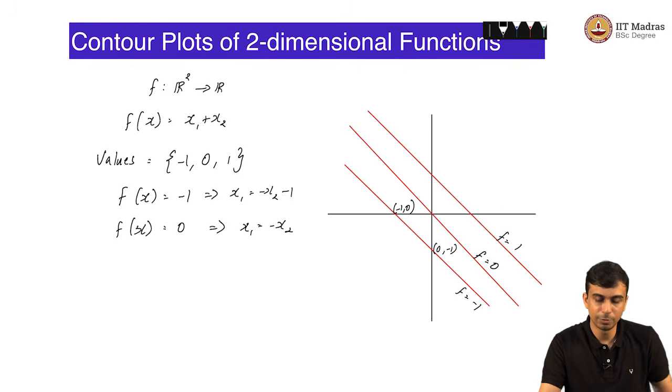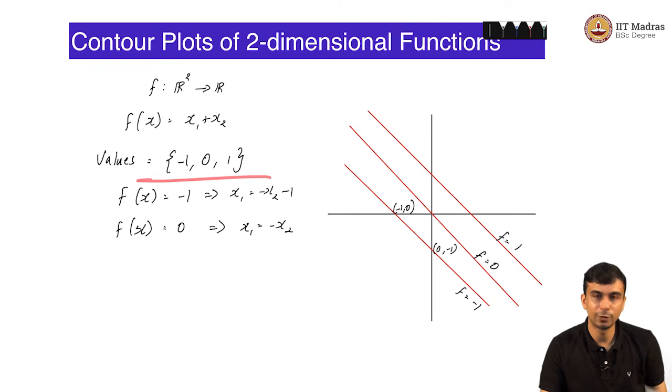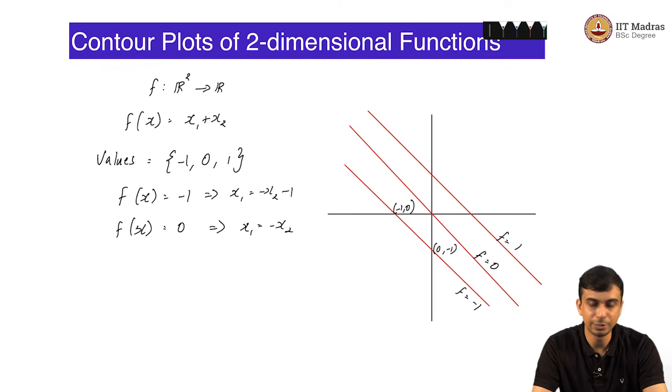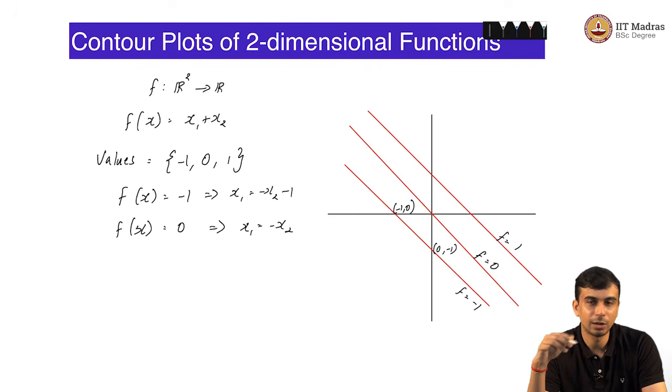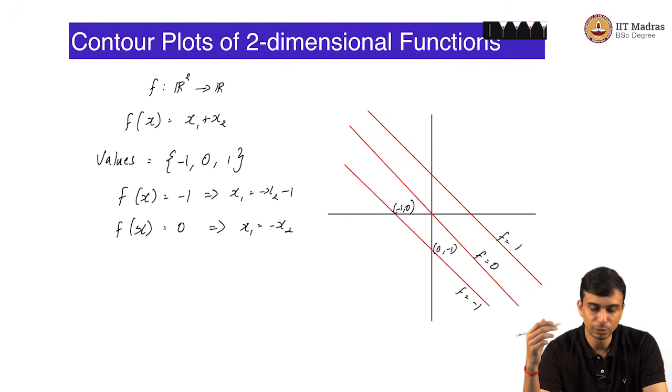So for example, you could have more values here. You could have -1, 0, 1, 2, 3, 4, 5. You would have more contours. So each of these lines are called contours, and this might remind you of something which you would have done in your geography in your school. For example, you might have plotted isotherms or isobars, which are lines of constant temperature or lines of constant pressure. Those are exactly contour plots.